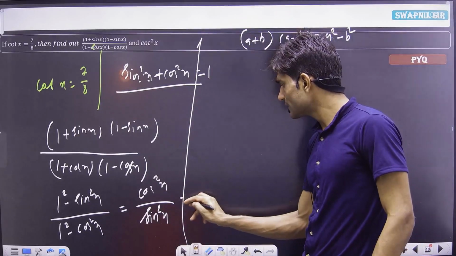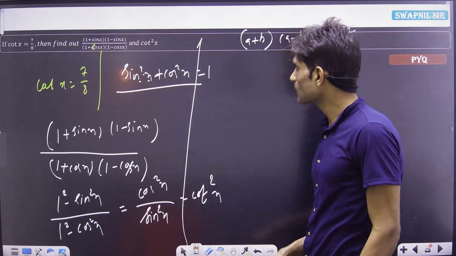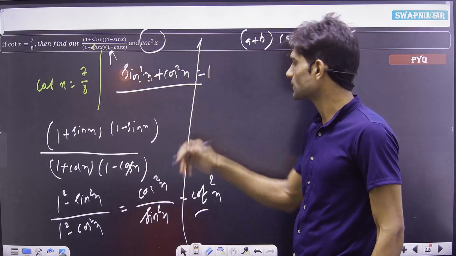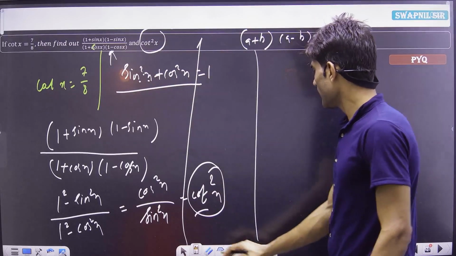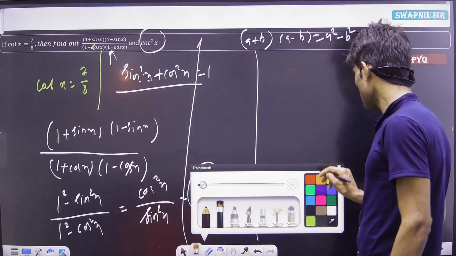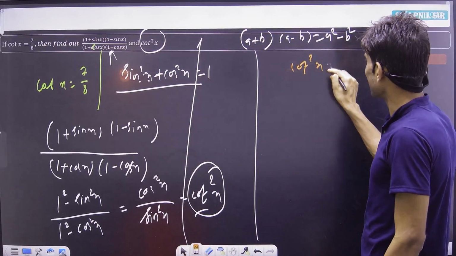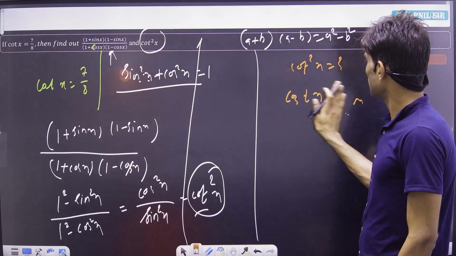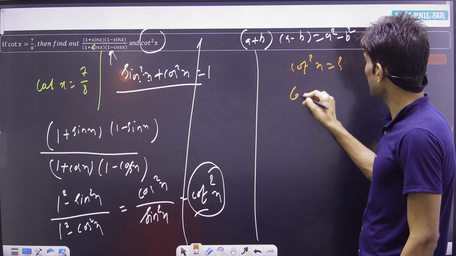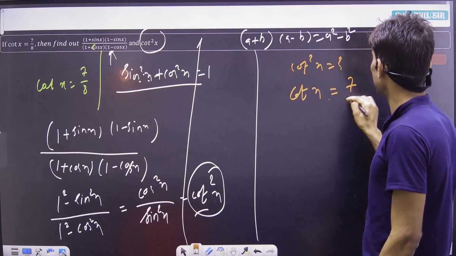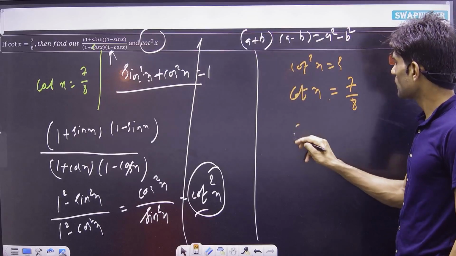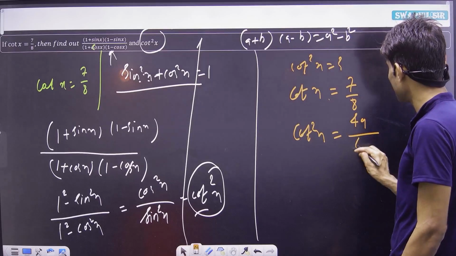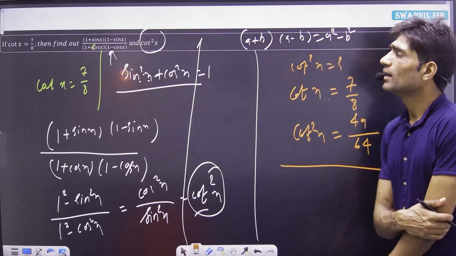Cos square x upon sin square x, we know, is cot square x. We want this value, which means cot square x. The value for cot x is given as 7 by 8. Take the square on both sides. So cot square x can be written as 7 square, which is 49, over 8 square, which is 64. This is our required solution.